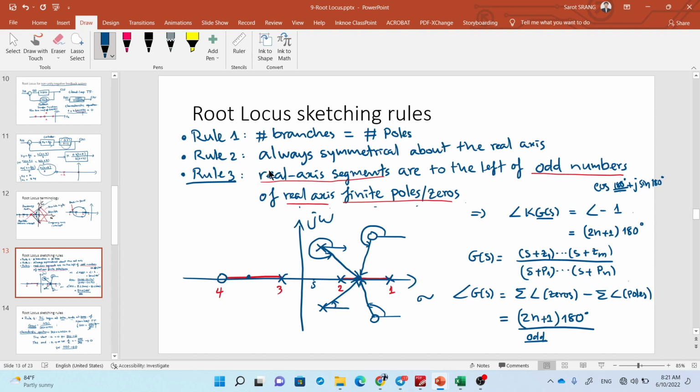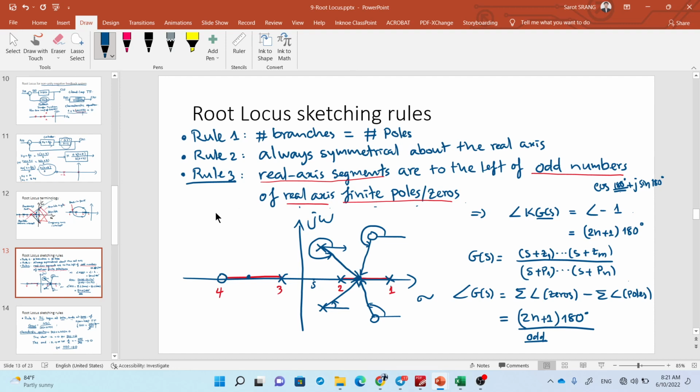Rule number two, always symmetrical about the real axis, because the roots from the polynomial of the denominator of the closed loop transfer function always have either pure real numbers or complex conjugates. Complex conjugate means if you have plus omega j, you also have minus omega j. That's why the root locus curve is always symmetric with respect to the real axis.